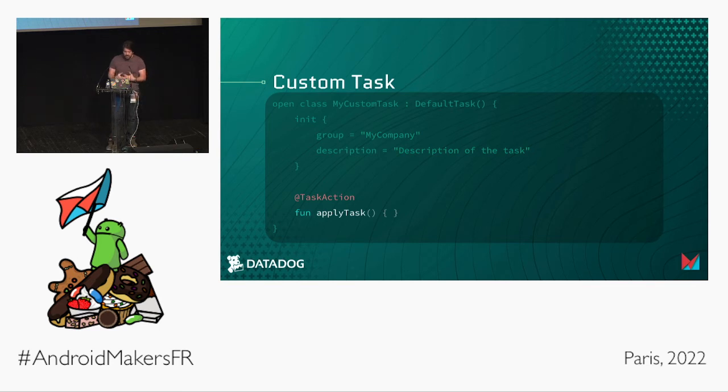And the only thing you have to do when you write a task is to have a method. You can name it however you want, and you just have this annotation task action, which is how Gradle finds what the task actually does. And basically in this you can have literally whatever you want.